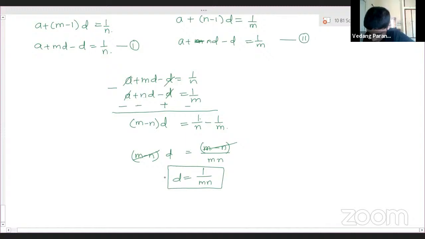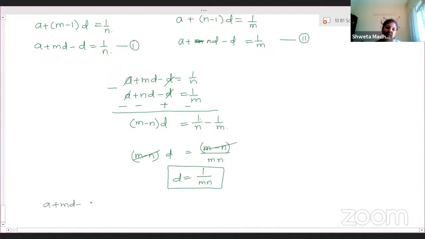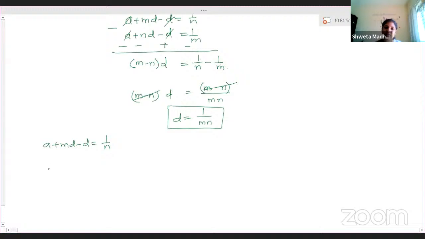Yes, ma'am. Got it? Is this one clear? Now substitute in any one of the equations to get the value of A. So A plus md minus D is equal to 1 by n. In this equation, substitute the value of D. A plus m into 1 by mn minus 1 by mn is equal to 1 by n.